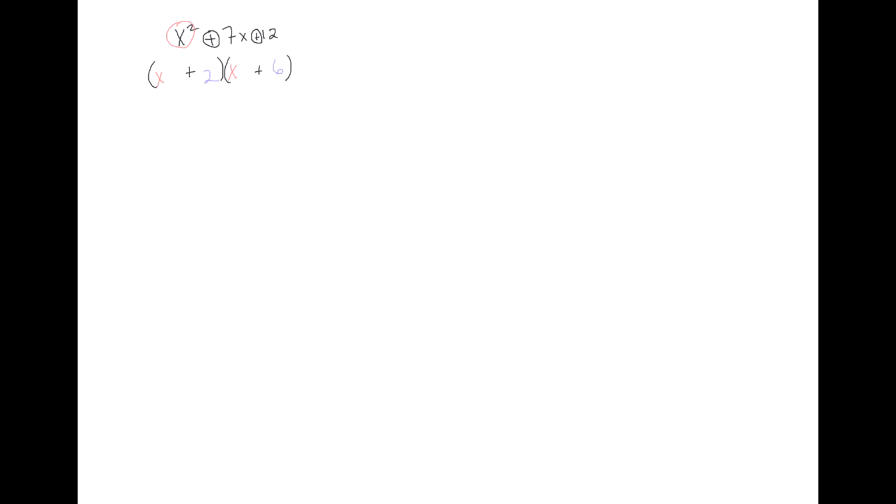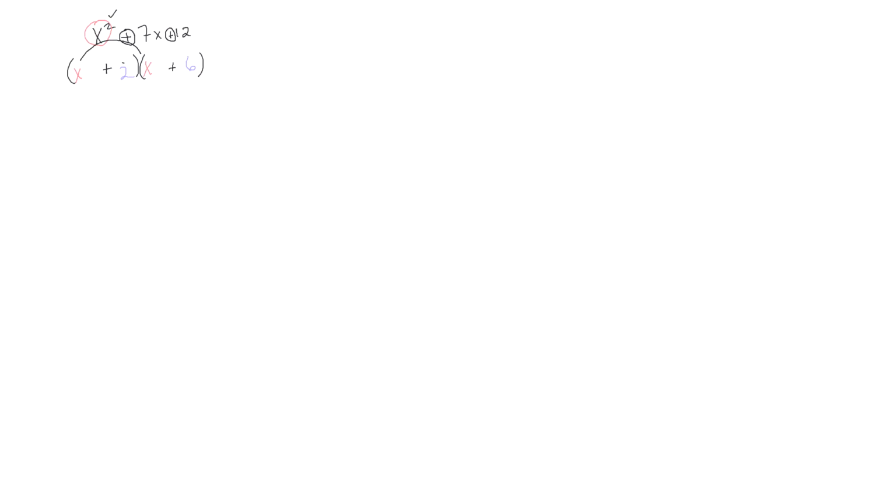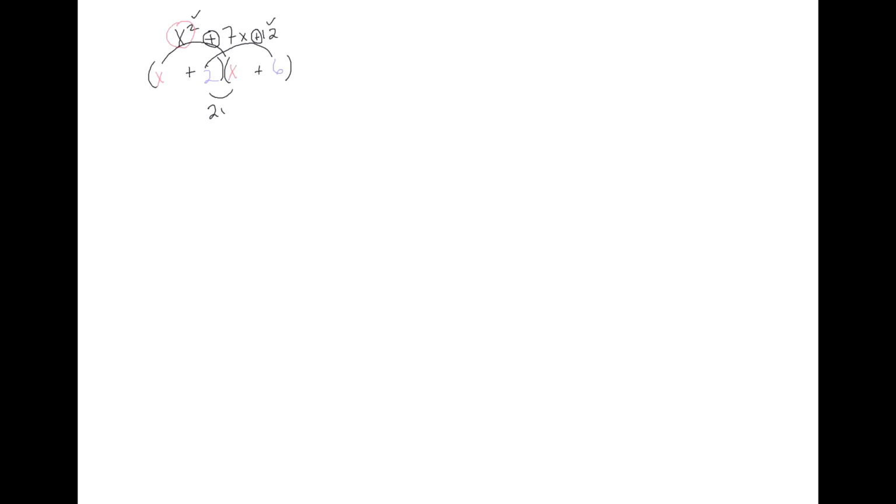So x times x, that's my x squared. 2 times 6 is 12. And then we're going to check the middles. So plus 2 times x is 2x. And x times 6 is 6x. So in the middle, I have 8x, so that's too large, that's not going to work.